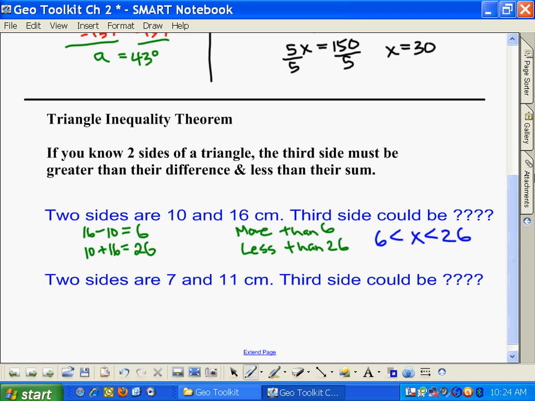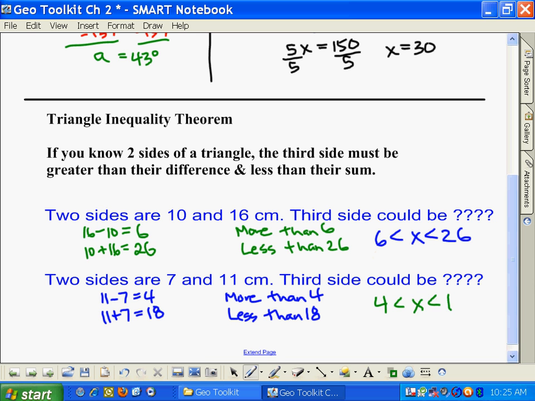Let's do one more example down here. It says two sides are 7 and 11, what could the third side be? Once again, let's find the difference. Always take the bigger minus the smaller. So 11 minus 7 is 4. Let's find their sum. 11 plus 7 would be 18. So that means our third side has to be more than 4, and it has to be less than 18. The other way we can write that is, smallest number goes here, 4 less than x less than 18. So once again, this means it's less than 18, but greater than 4. That's it.